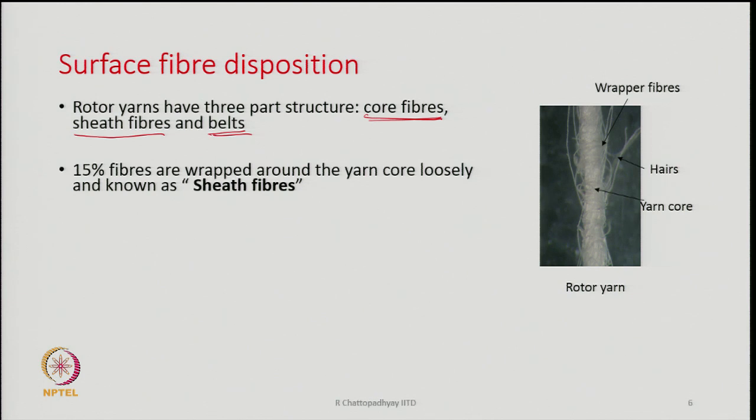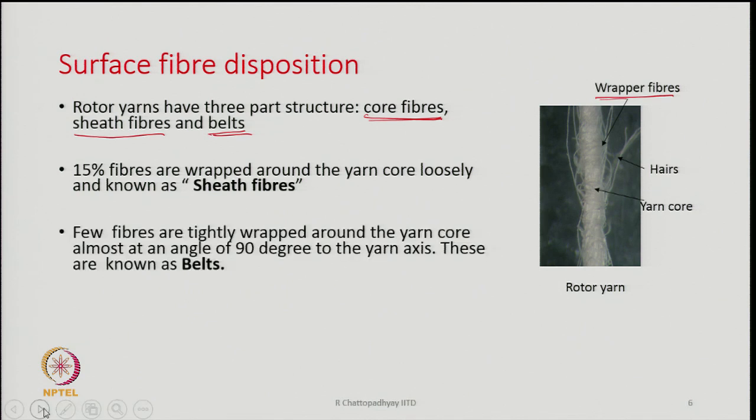15% of the fibers are wrapped around the yarn core loosely, and that is known as sheath fibers. So, the wrapper fibers, what we see there, part of them are basically sheath fibers. They are loosely wrapping around the main core of the yarn. The core part of the yarn will look a little dense, and we will find, as it is seen here, that there are a lot of loosely wrapped fibers around it. These are known as sheath fibers.